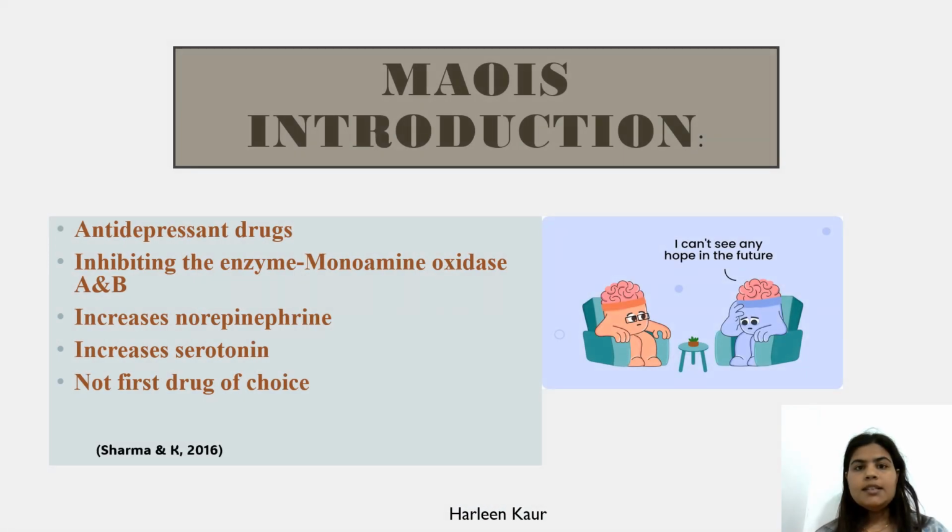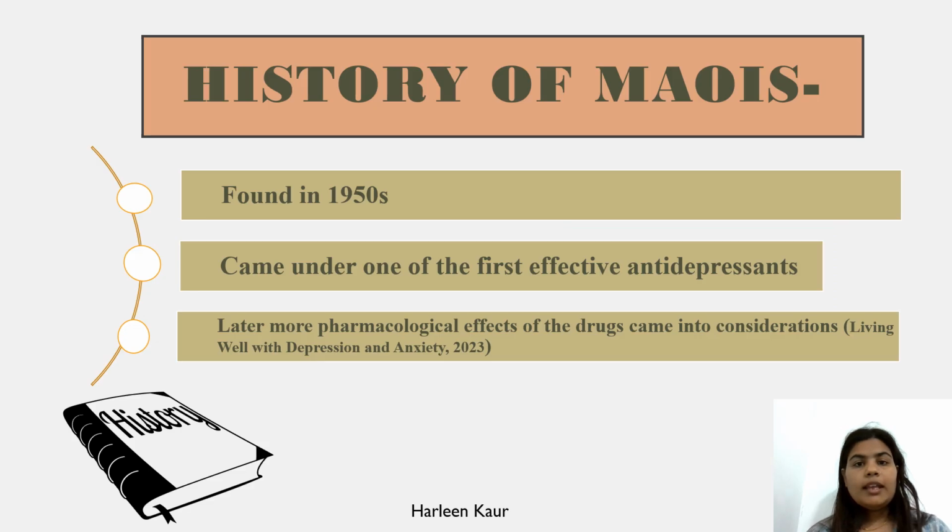So I'm beginning with the slides. First is the introduction. Introduction constitutes that MAOIs are antidepressant drugs. They work by inhibiting the enzymes monoamine oxidase A and B, and it increases norepinephrine, dopamine, and serotonin in the brain. Though it's not the first drug of choice.